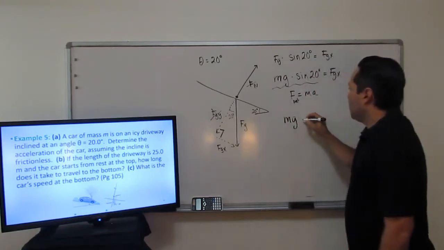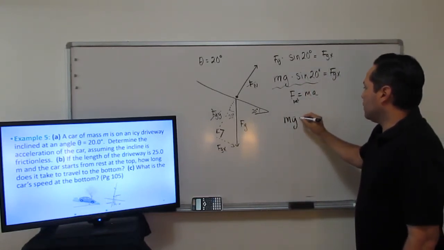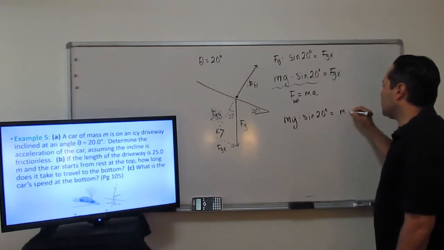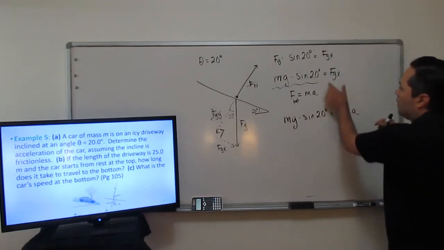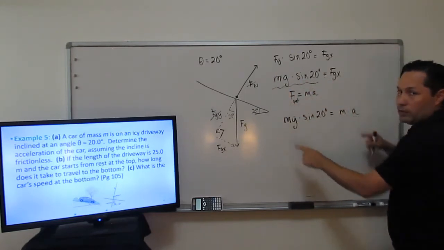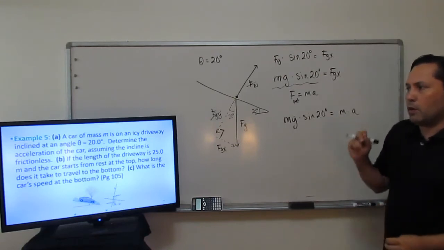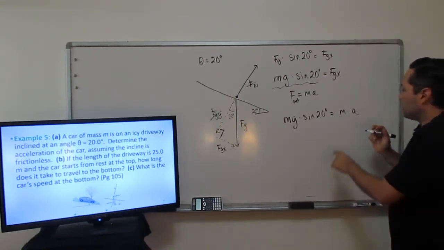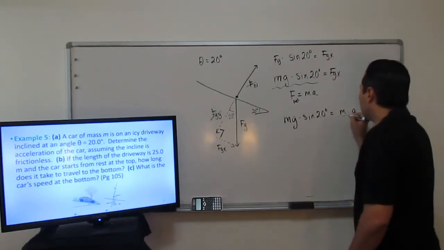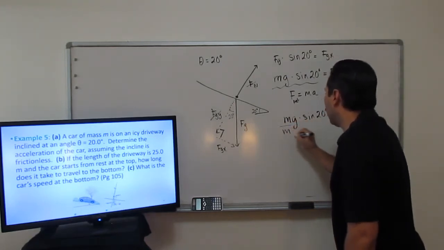Mass times gravity times sine of 20 degrees is equal to mass times acceleration. Again, I just put this formula there. That's what I've done. Let's go ahead and simplify it. They wanted us to solve for A. So I'm going to simplify. I want the A all by itself, get rid of the M. So to do so, I'm going to divide by M.